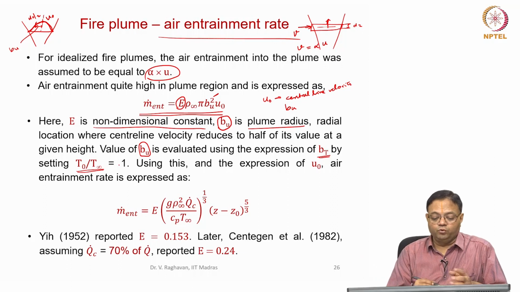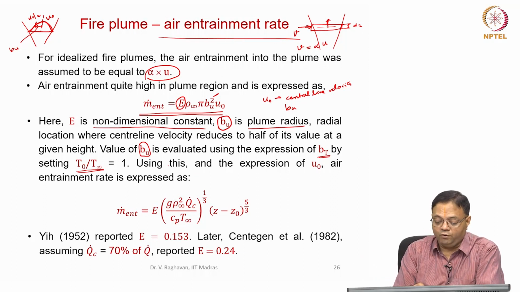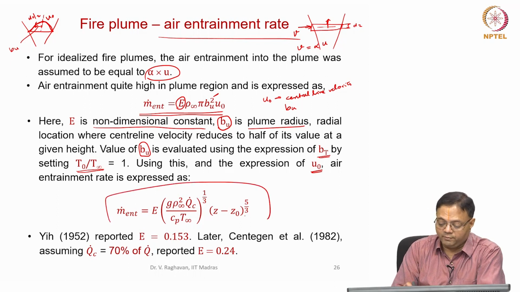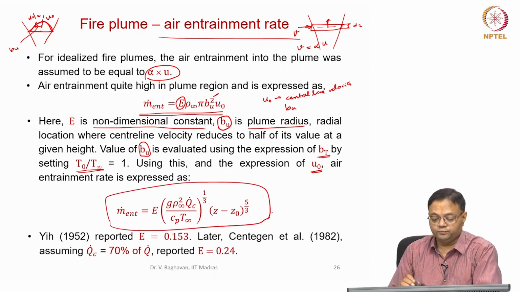Do you understand? So if you do that, then I can get the value of bu. So the expression for u naught, using this bu or bt and the expression for u naught, I will get the mass entrainment rate as this. Okay.